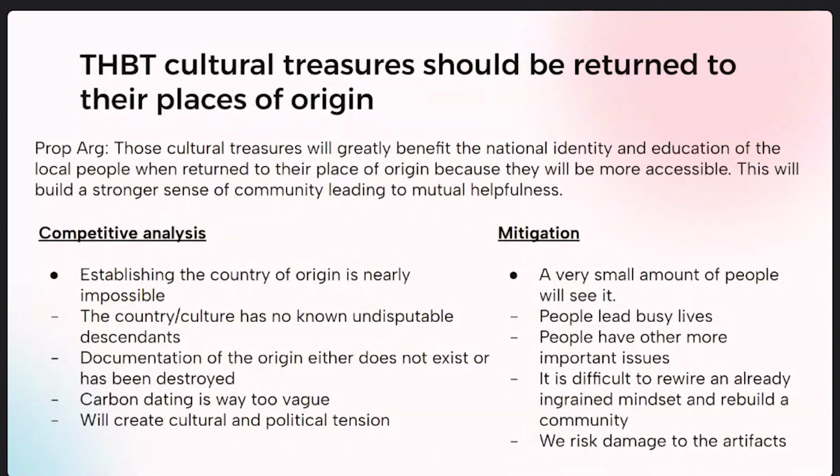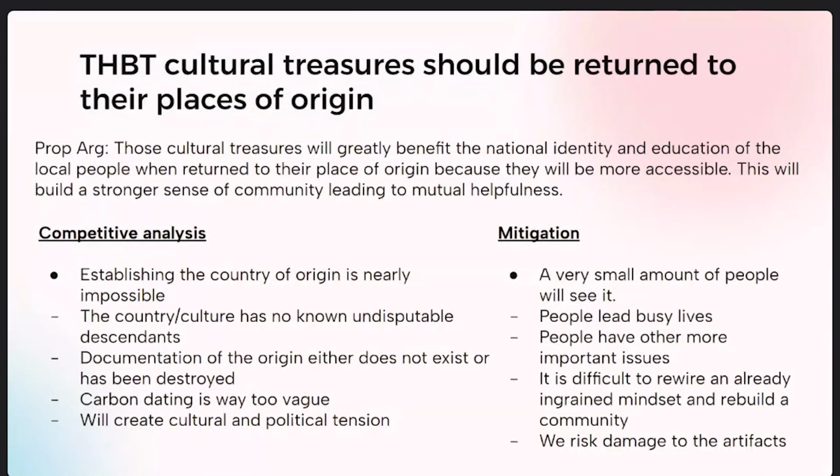So, in competitive analysis, you would say establishing the country of origin is nearly impossible. Again, not enough. You have to analyze and mechanize how that works. Why is that? Because I don't believe you as a judge if you just say that. Establishing the country of origin is nearly impossible because that country or culture may have no undisputable descendants, which means that the country may no longer exist. The people of that culture may not be strongly represented. They may not even be alive. That culture may have died somewhere. That place of land may be split between a lot of countries. So that gives one level of difficulty to establishing the country of origin.